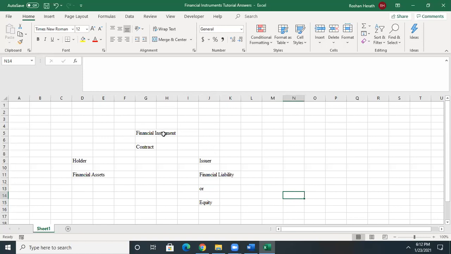When it comes to the financial instrument, the most important thing is that it's a contract. If it is a contract, it's all about contractual rights and obligations, no? The most important thing of a contract is going to be the contractual rights. It gives the contractual rights, and also it gives rise to contractual obligations.